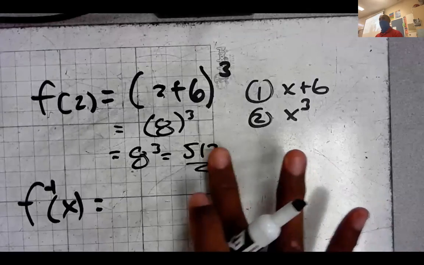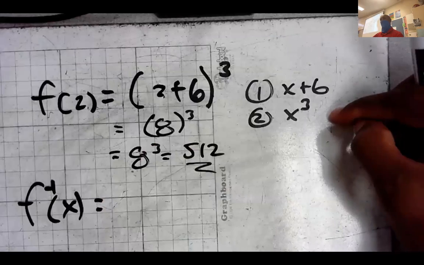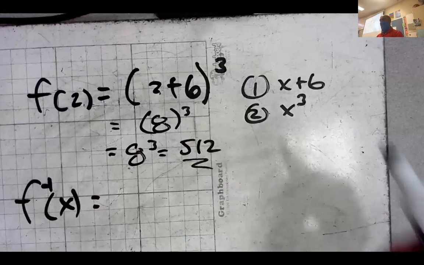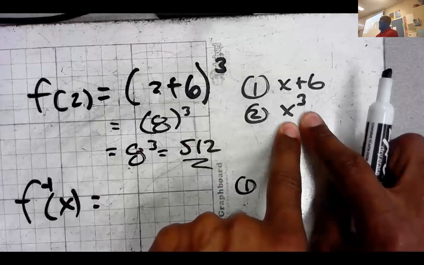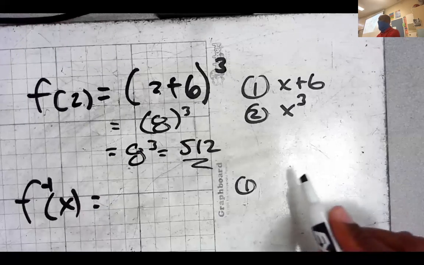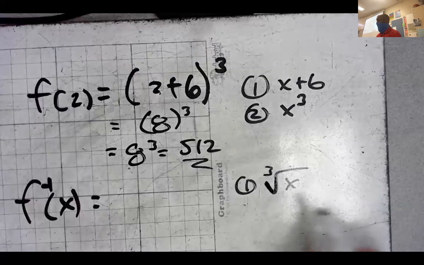Okay, so 512. But that's not what I needed. What I needed was, what do I do to simplify? Now what I do to create the inverse is work backwards. I start with the last step. What's the opposite of cubing something? Not square root, but cube root. So that would end up being my first step.